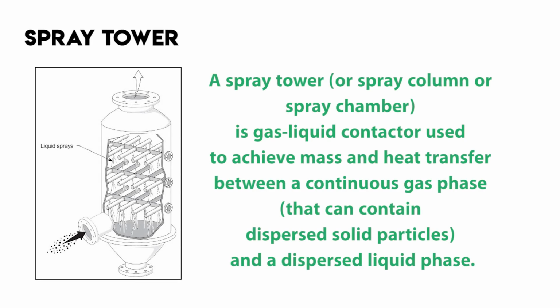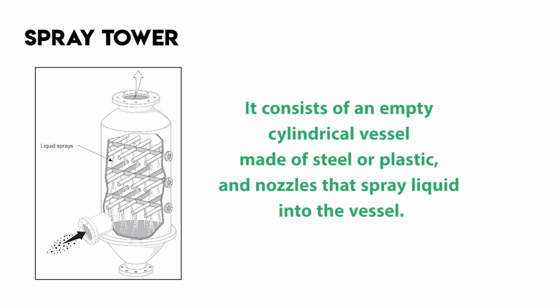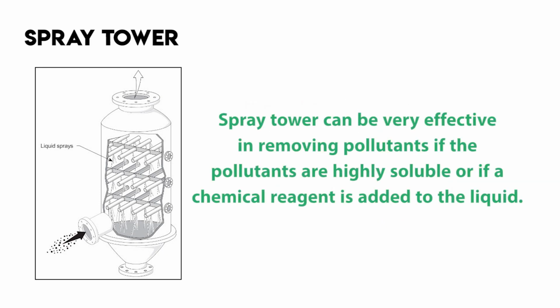A spray tower or spray column or spray chamber is a gas-liquid contactor used to achieve mass and heat transfer between a continuous gas phase that can contain dispersed solid particles and a dispersed liquid phase. It consists of an empty cylindrical vessel made of steel or plastic and nozzles that spray liquid into the vessel. Spray towers can be very effective in removing pollutants if the pollutants are highly soluble or if a chemical reagent is added to the liquid.